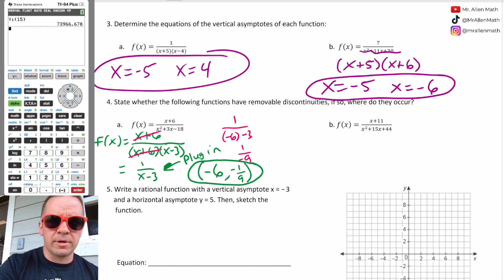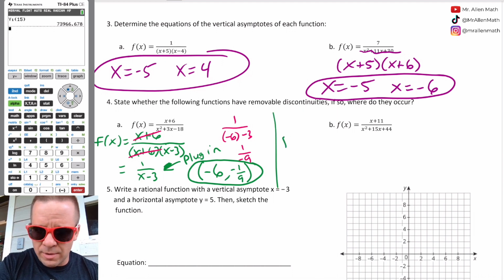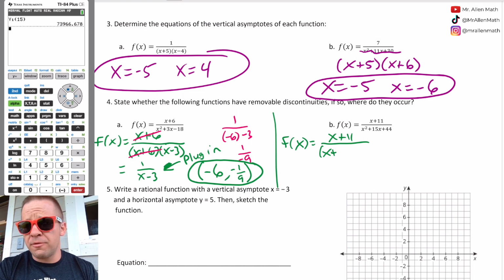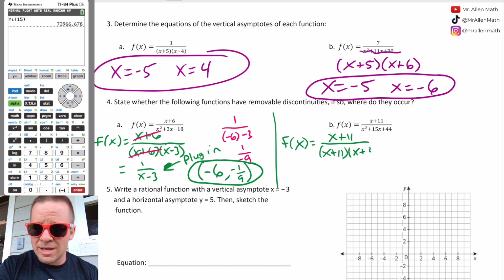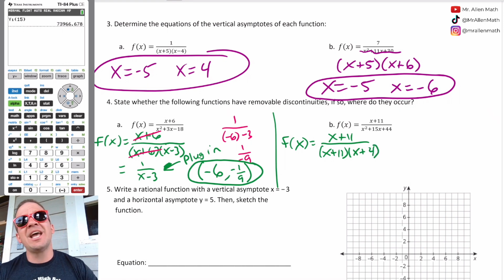Shall we? We shall. Okay. So I've got to factor, right? Let's draw a line there. We have f of x equals, my numerator is just x plus 11. And then I've got x plus, well, what multiplies to 44 and adds to 15? I'm guessing 11 and 4. And my goodness, I guessed it. I checked it. It's correct.